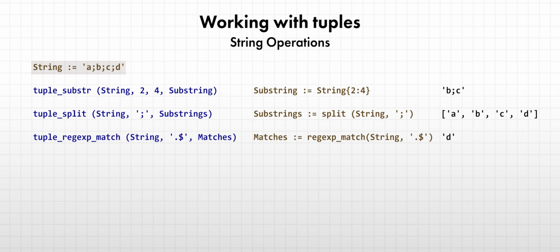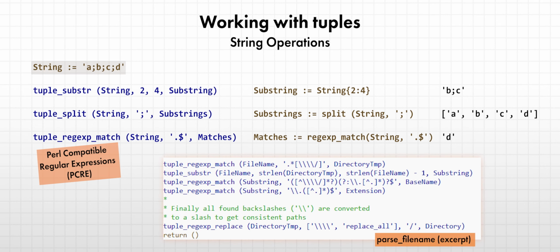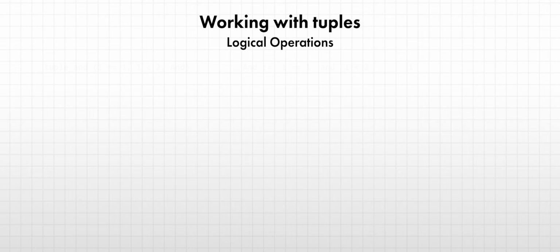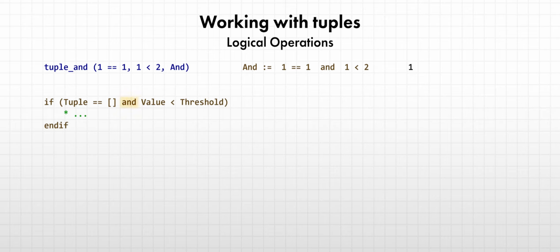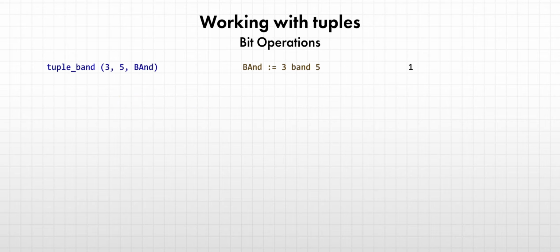There are also several operators that employ regular expressions. The syntax is according to the included Perl-compatible regular expressions library. For some practical examples, have a look inside the procedures parse filename and list image files, which use these string operations extensively. Another category of tuple operators is logical operations, for example, tuple AND. This is often used in the context of conditionals, like this if statement. Lastly, there are also tuple operators that deal with bit operations, such as bitwise and or bitwise left shift.